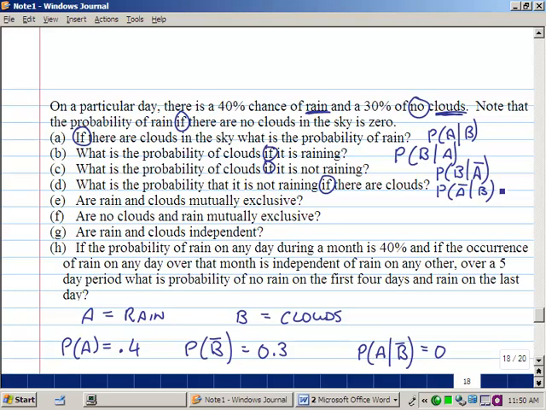Notice that that question, part D, was the complement of part A. Since they're both conditioned on B, and the first parts, A and A bar, are complements, therefore those two events are complements.